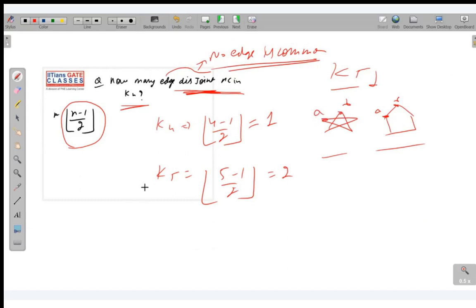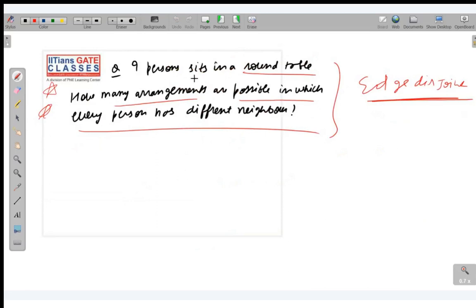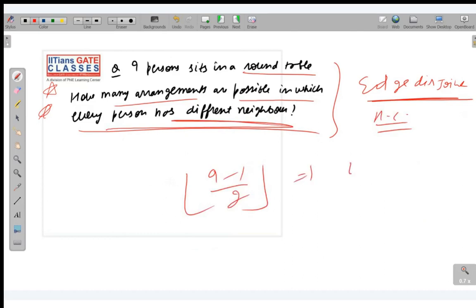So now they are saying this only: 9 persons sit at a round table. How many arrangements are possible in which every person has a different neighbor? So it is edge disjoint Hamiltonian circuits only. So floor of (9 minus 1) by 2, which is 4, is the answer. Only 4 ways, because they can't sit beside the same person again.